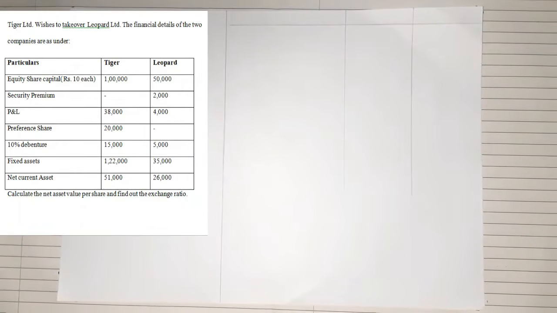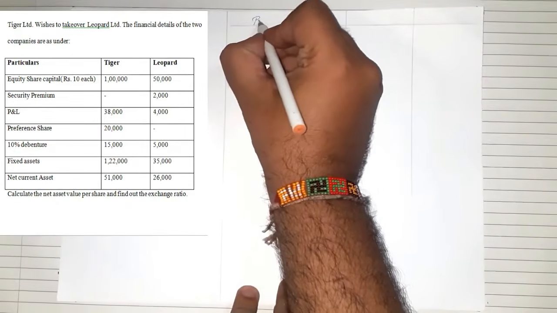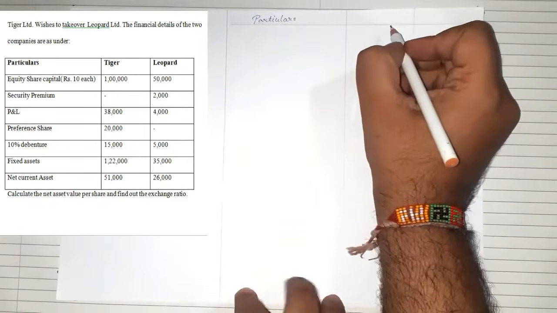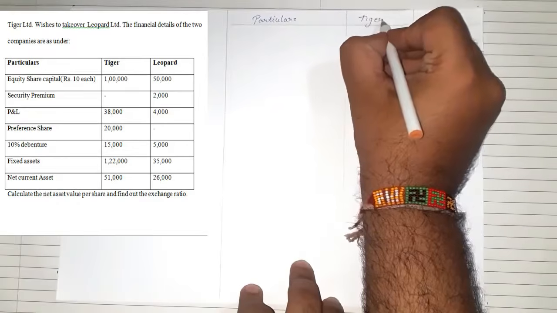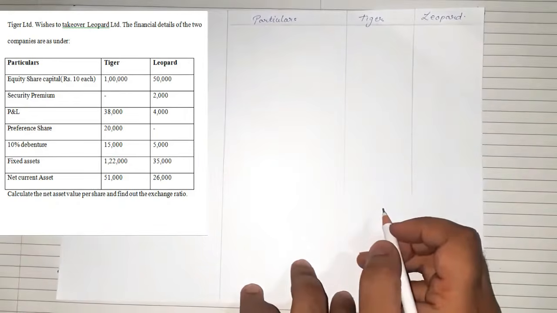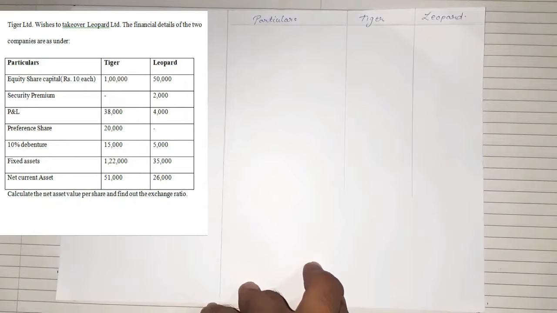So first thing first, we'll note down whatever details have been given. We'll make the format, we'll have particulars. Two companies are there, one is Tiger Limited and the other one is Leopard. So I'll write here this one is Tiger, one is Leopard. Now as per the format, it's always assets at market value less liabilities, that is outside liabilities, less preference shares, and thereafter whatever is available, that is nothing but the net asset available to the equity shareholder.